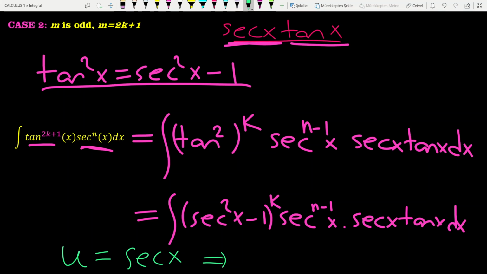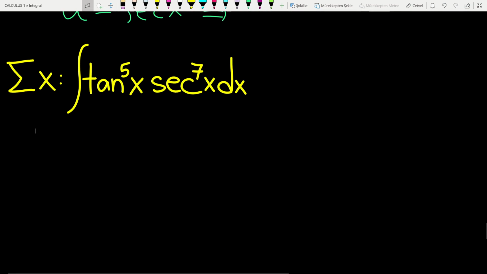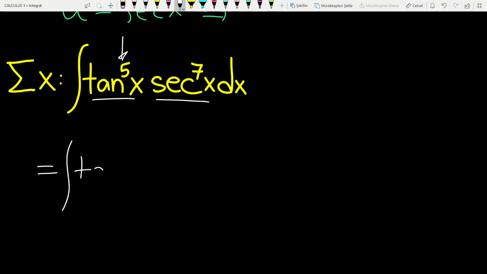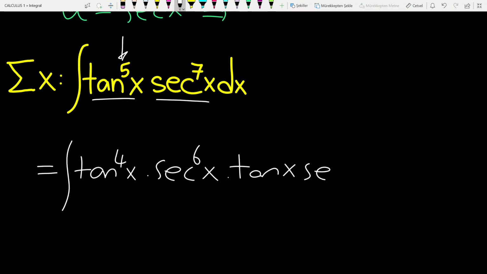Let's try to understand this case with an example. Since the power of tangent is odd, I can use this case. I first save one tangent and one secant factor. Instead of tangent to the power 5, I write tangent to the power 4. Instead of secant to the power 7, I write secant to the power 6. Since I save one tangent and one secant, I write them here.